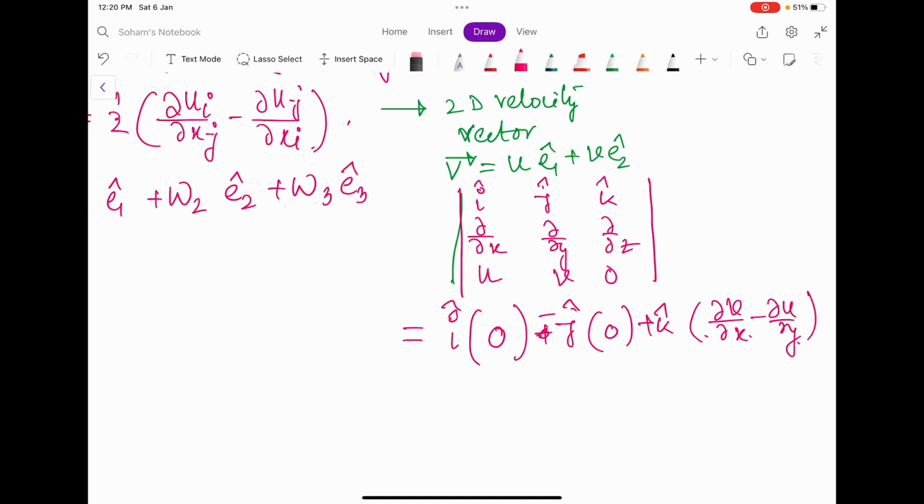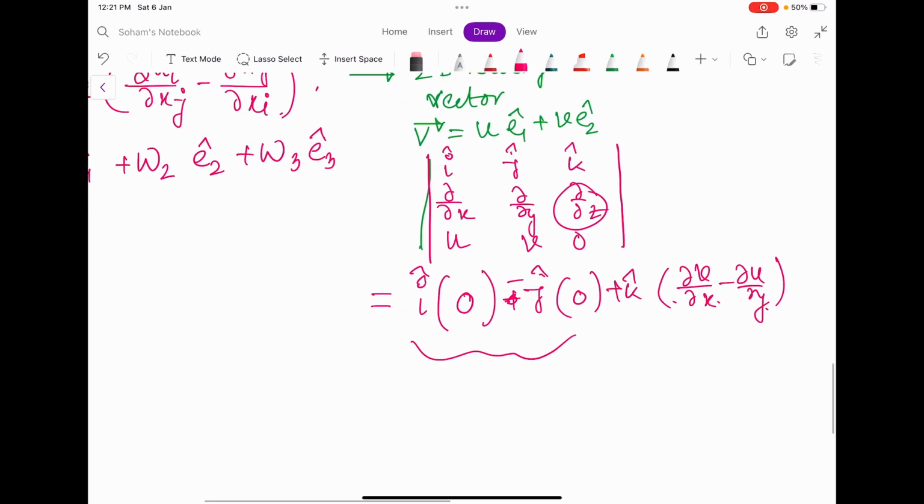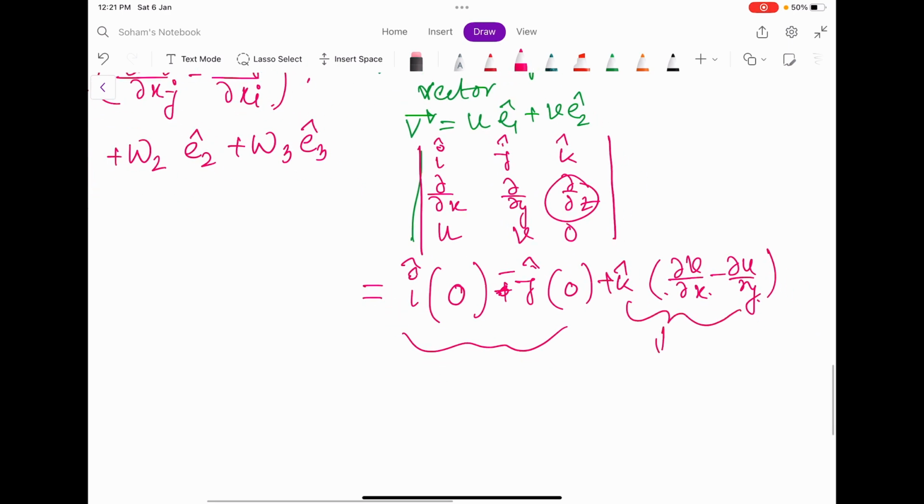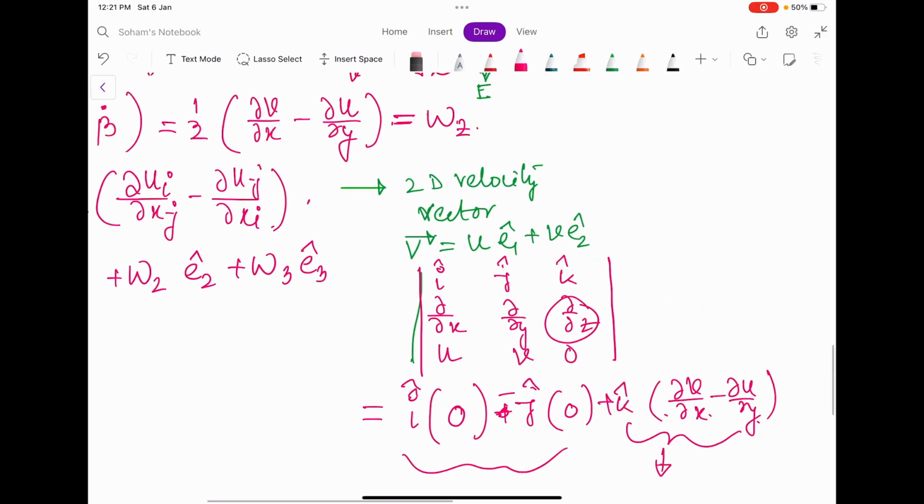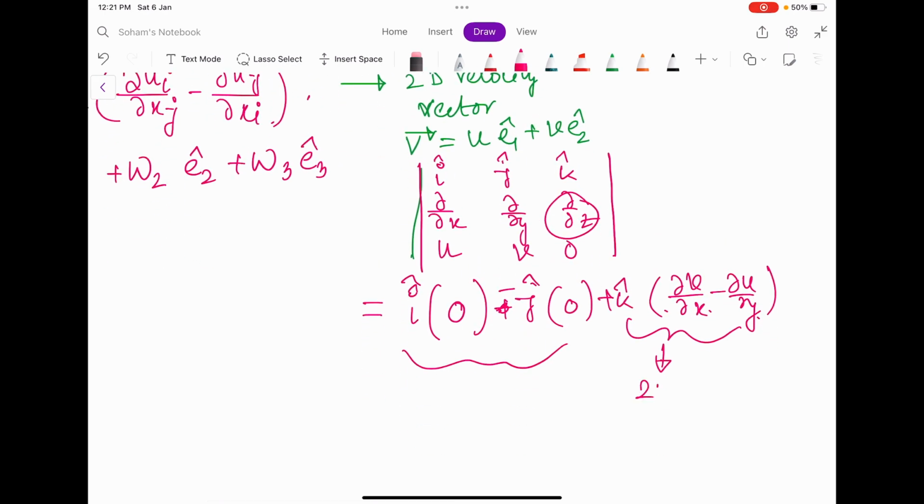Okay, so actually this also should not be there. This is a 2D thing. So v is not a function of z. v is only the velocity in u and v, defined only in the xy plane. So this is giving you 2 into omega z, and this operation is nothing but curl of v.